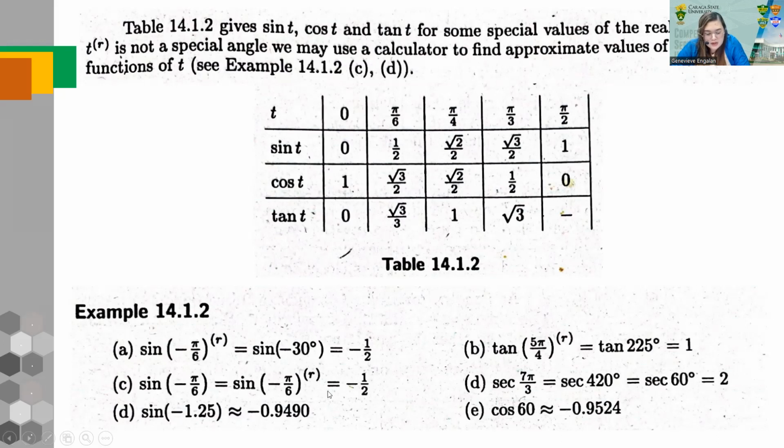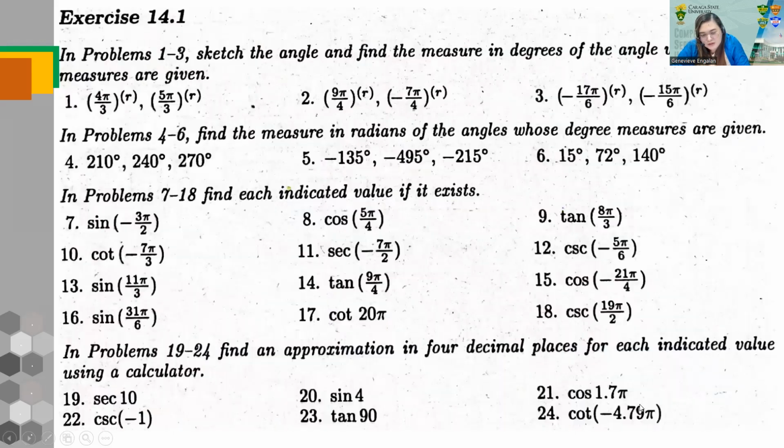Okay? So you have sine of negative 1.25, that is approximately negative 0.9490. And we also have cosine of 60, which is in radians, class, not 60 degrees. That is approximately negative 0.9524. You can also have this as an exercise.